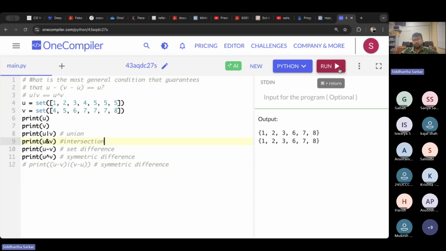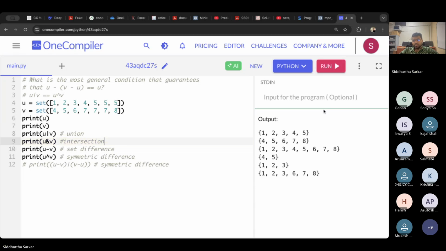Now I'm going to run this program. So now you can verify. This is the first set. There are no duplicates, although in the list there were duplicates. In the set there are no duplicates. Yeah, here also there are no duplicates. This is union, U vertical bar V. This is intersection, U ampersand V. This is set difference, whatever is in U but not in V.